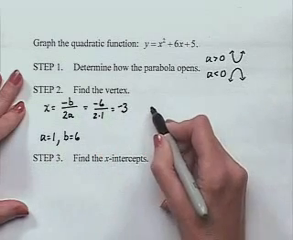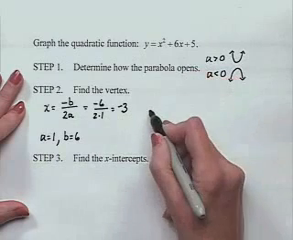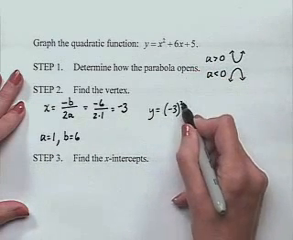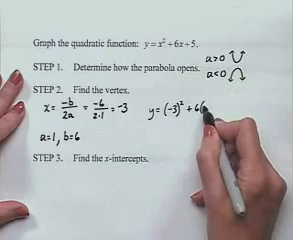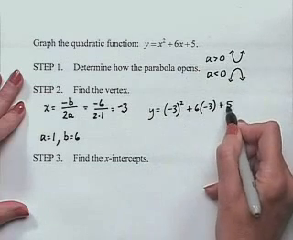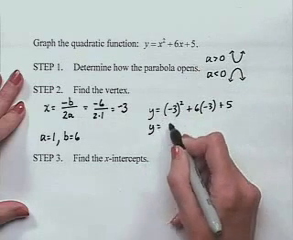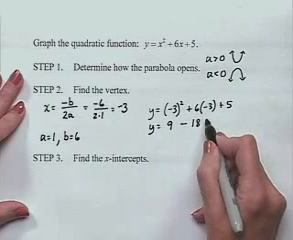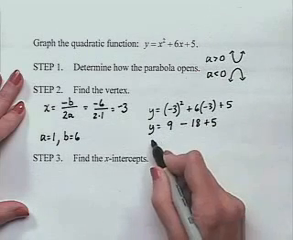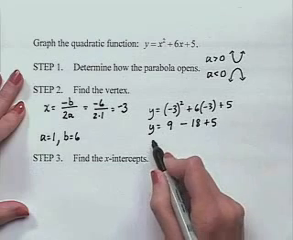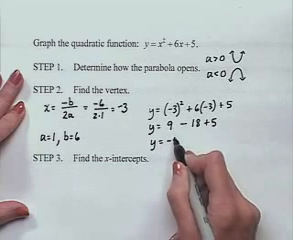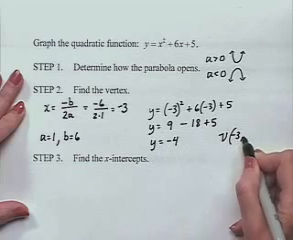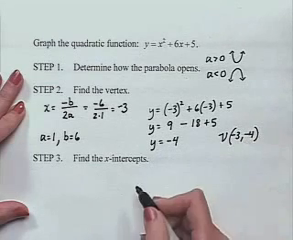To find the y value, we go back to the equation and we substitute. y equals (-3) squared plus 6 times -3 plus 5. (-3) squared is 9. We'll multiply here to get -18. 9 minus 18 is -9, plus 5 is going to be -4, giving us our vertex with coordinates (-3, -4).